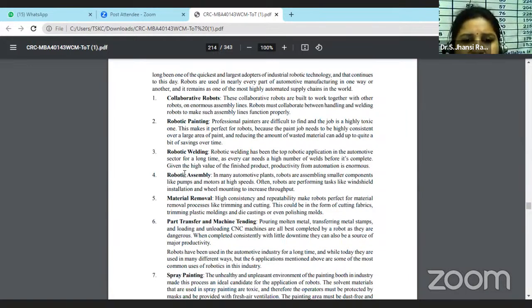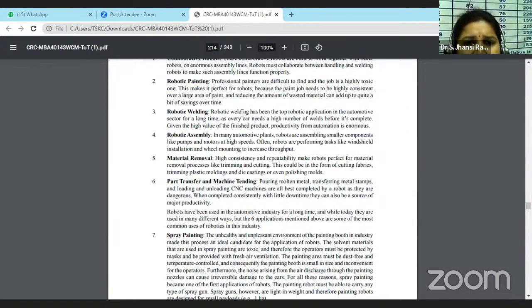Then, robotic painting. Professional painters are difficult to find, and the job is highly toxic and may cause health issues. But when we talk about robots, they make our work very easy. They paint the cars, the paint job needs to be highly consistent over a large area, and robots reduce the amount of wasted material. Also, there is no problem of health issues for the robots.